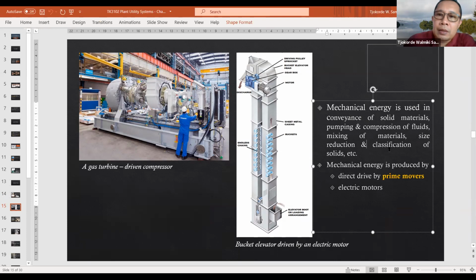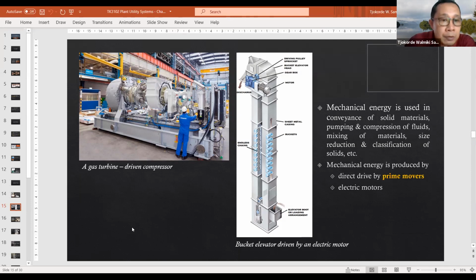Now, mechanical energy is produced by direct drive by prime movers. The Indonesian term for it is penggerak mula. A prime mover is a unit that produces mechanical energy to begin with. For example, a gas turbine is a prime mover. An electric motor like this is also a prime mover. A gasoline engine, a piston engine, is also a prime mover.